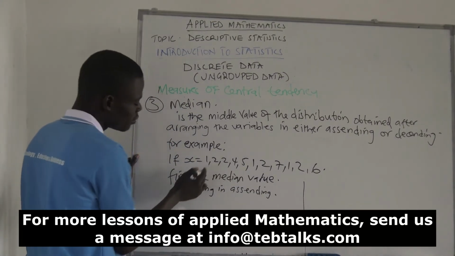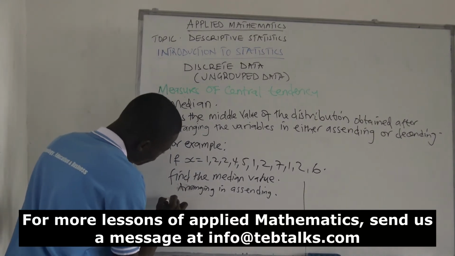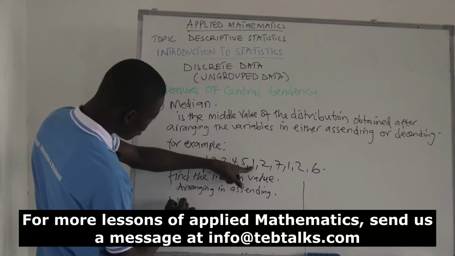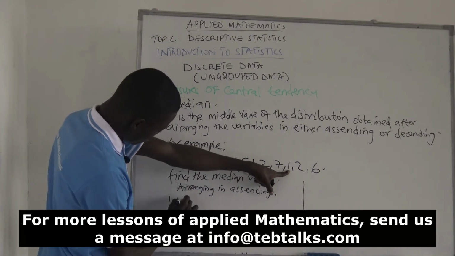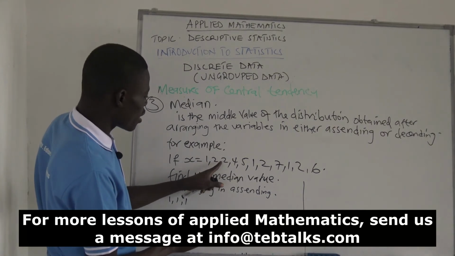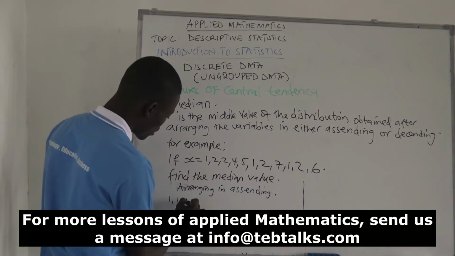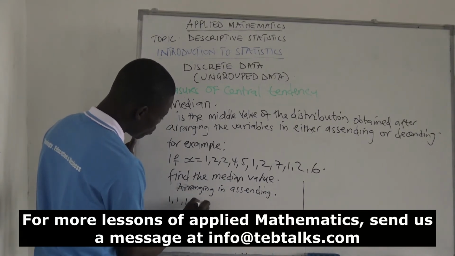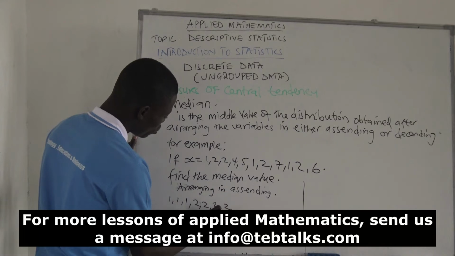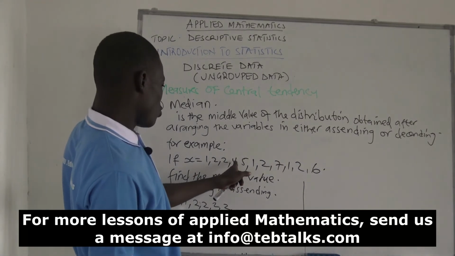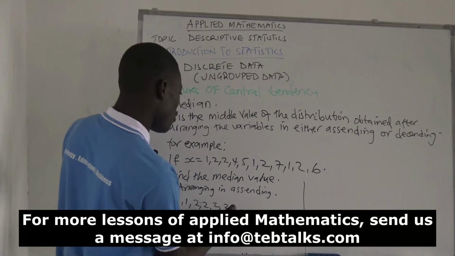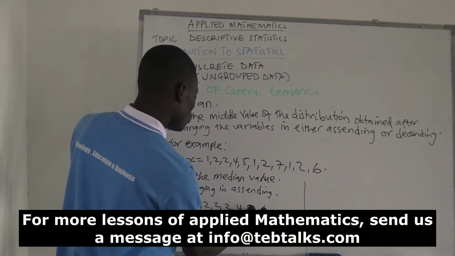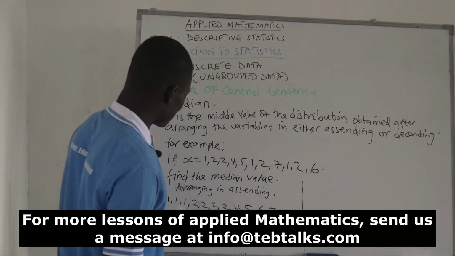So we have 1, again 1, again 1. Then we have 2 how many times? 1, 2, 3, 4 times: 2, 2, 2, 2. And then after 2 we have 4 and 5, and then 6, 7.